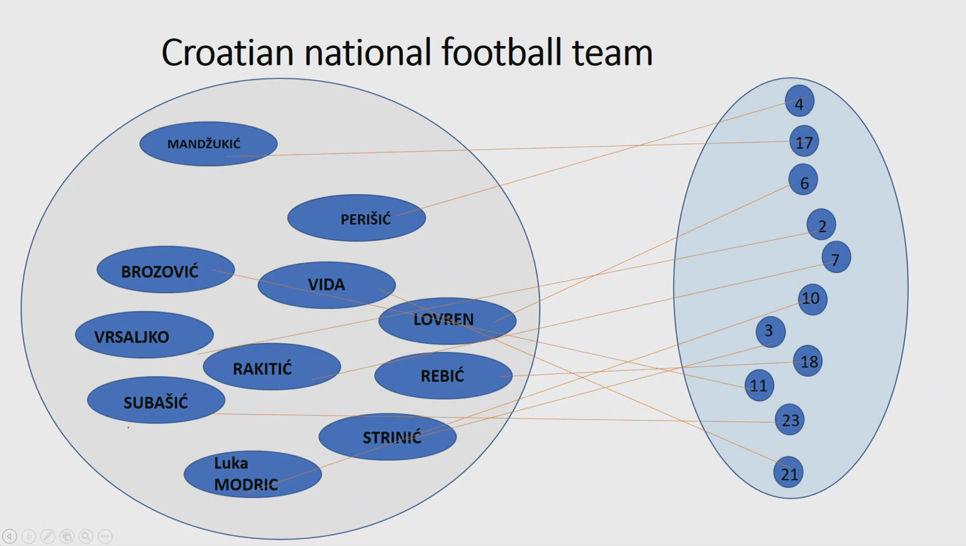We introduce a relation between the names of football players of the Croatian team and their numbers. We pair each player's name with exactly one number from the set of players' numbers. Here, the set of players' names is the domain, and the set of their numbers is the codomain. This relation between the set of players' names x and the set of numbers y is a function, because every member of the first set maps to exactly one member of the second set.